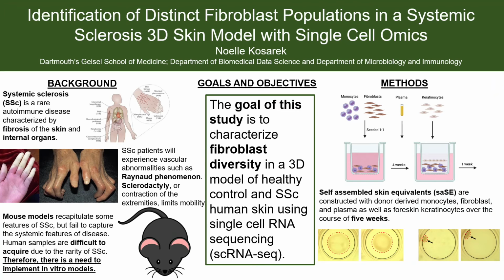In order to do this, we construct a self-assembled skin equivalent, or SASE, tissue model. It takes about 5 weeks to make these tissues, and we add monocytes and fibroblasts, as well as plasma that are all autologous, as well as foreskin keratinocytes to this model. On the bottom here, you can see on the left some control tissues, and on the right, some SSc tissues.